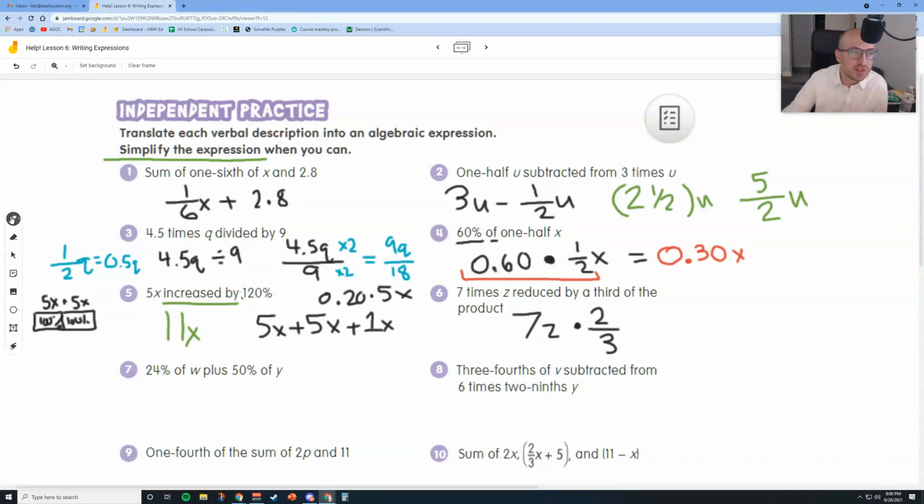It didn't ask what is a third of the product. It says reduced by a third. So I have 7 times z, and I'm going to chop off a third of it. So I'm left with 2/3 of it. So that is 14/3 z.